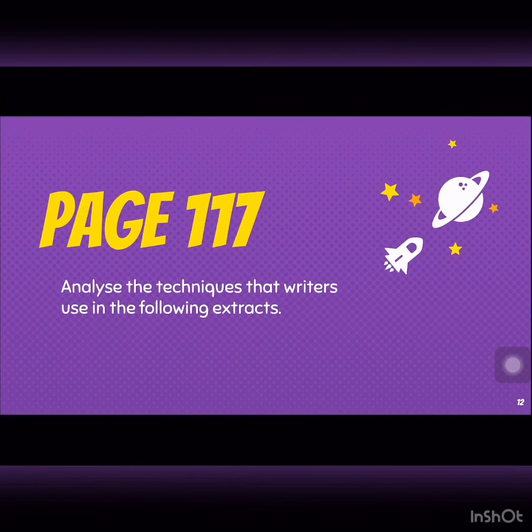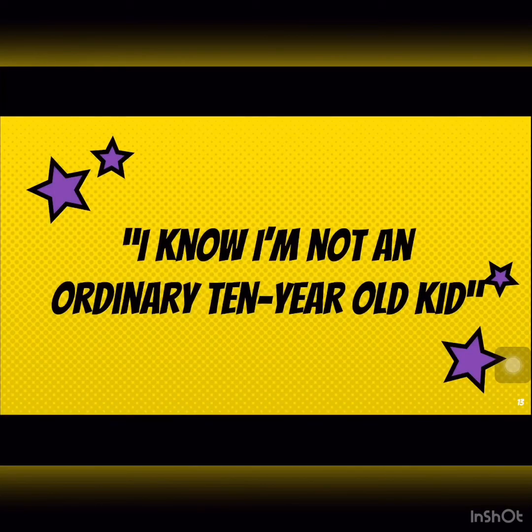So, page 117, you can see some sentences in the introductory paragraph that are using some of the techniques that I mentioned just now, by famous writers. So the first one, can you see the quotation marks? And then the person said, "I know, I'm not an ordinary 10-year-old kid." So this particular technique is speech, right? Can you see the quotation mark? Duh, how obvious can it be? So by using direct speech, it can be as powerful as the rest of the techniques as well.